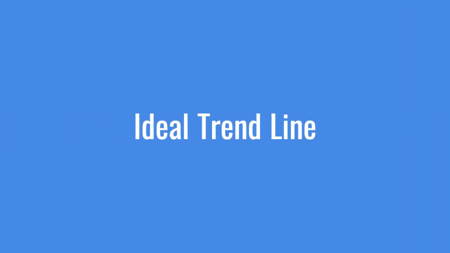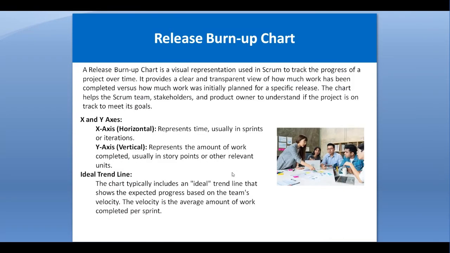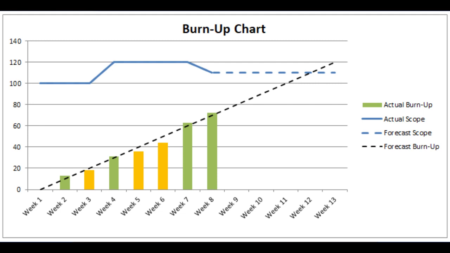Then the ideal trend line. This chart includes an ideal line, and that shows the expected progress based on the team's velocity. The velocity is basically the average amount of work completed per sprint. So basically, velocity is the concept of how much work the Scrum development team normally completes on average in a sprint.